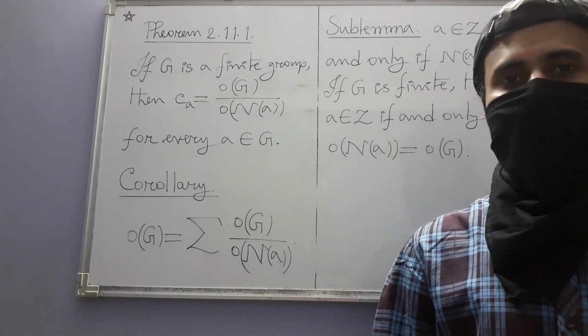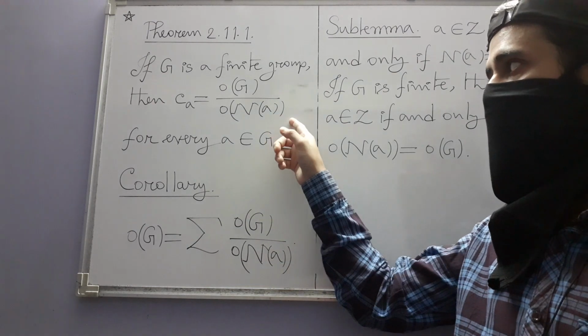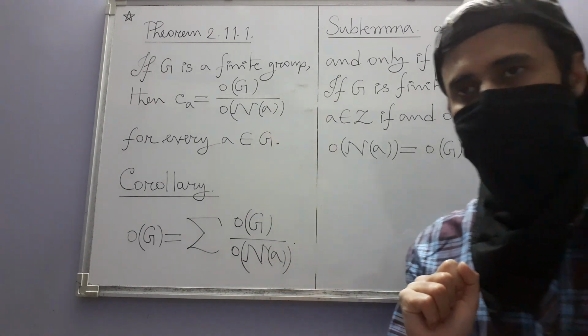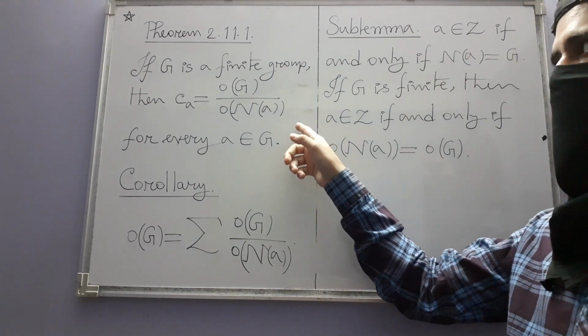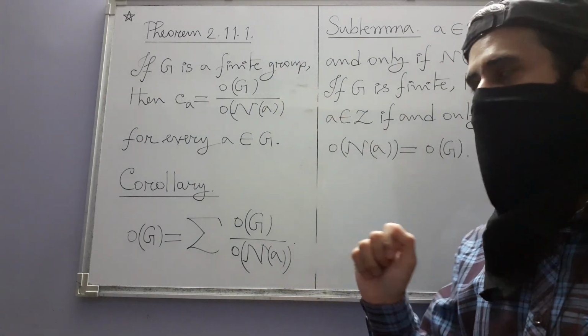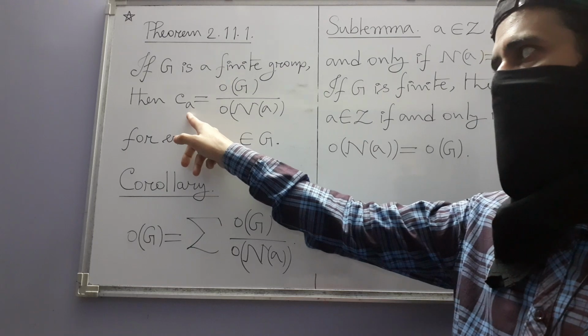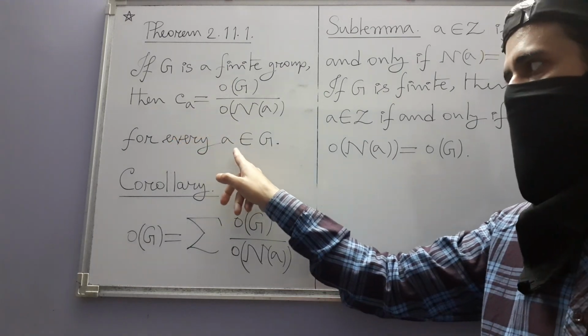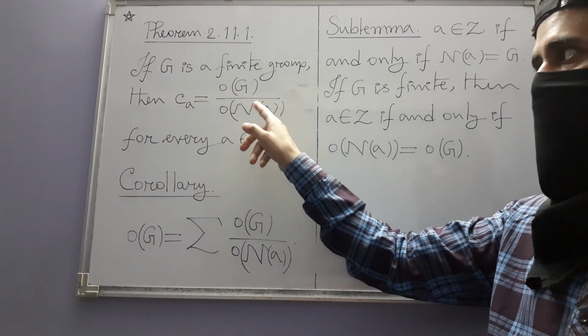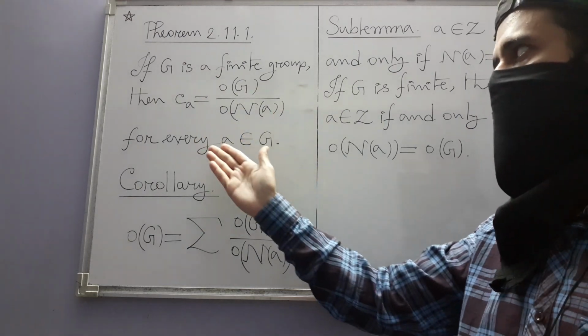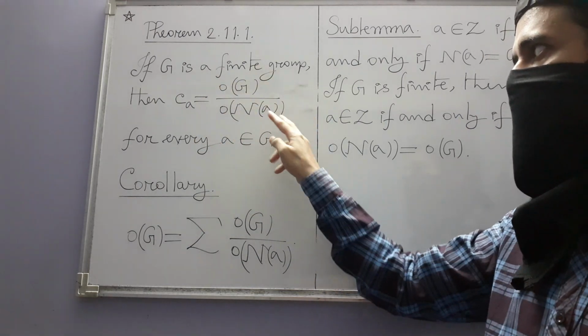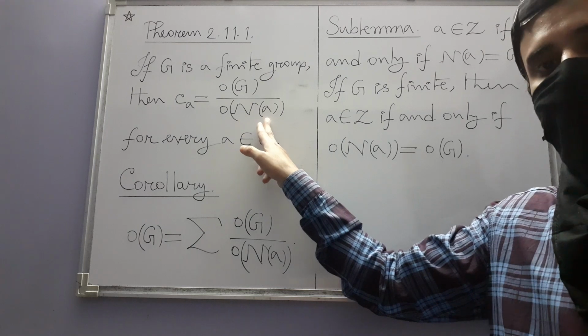Alright, so let us start off by recalling these two results from the previous group theory video. This first one measures the sizes of the conjugate classes. Ca denotes the size of the conjugate class containing the element A. And then it turns out that that size is equal to the index of the normalizer of A.